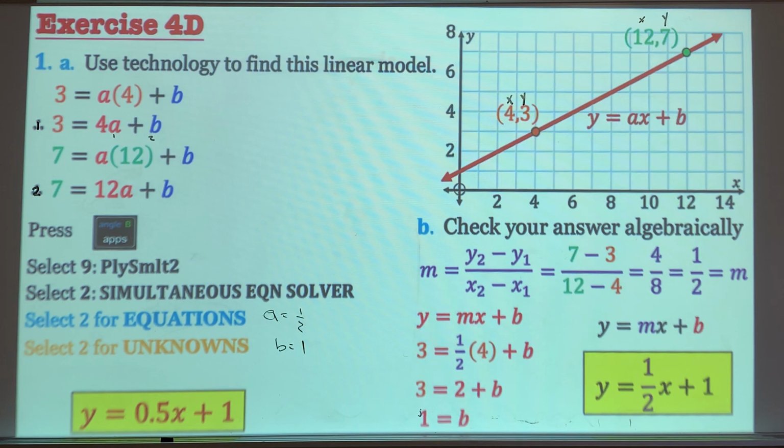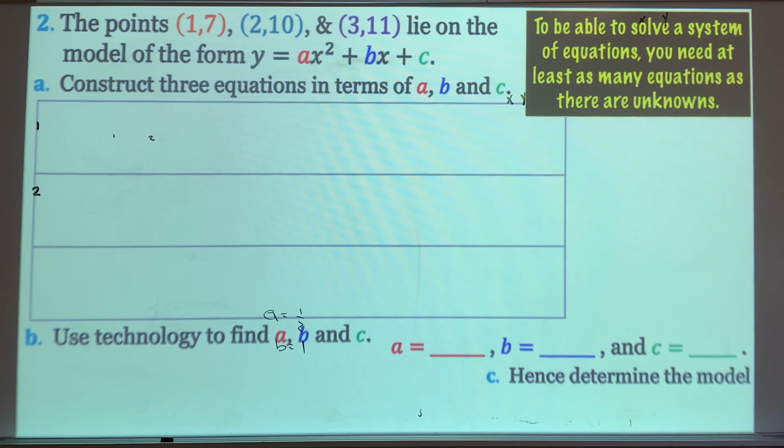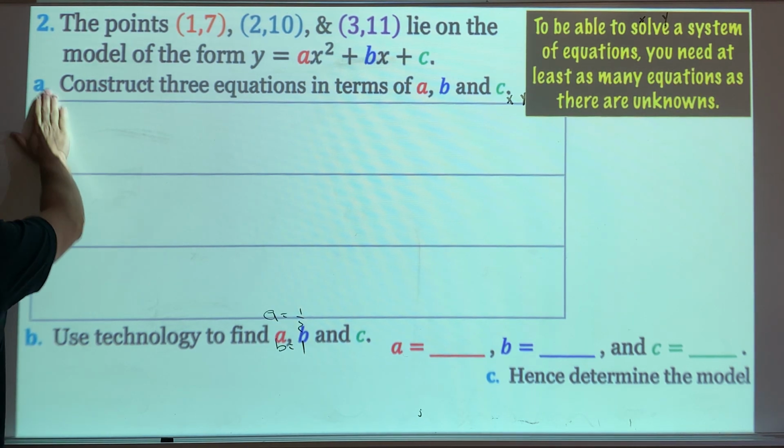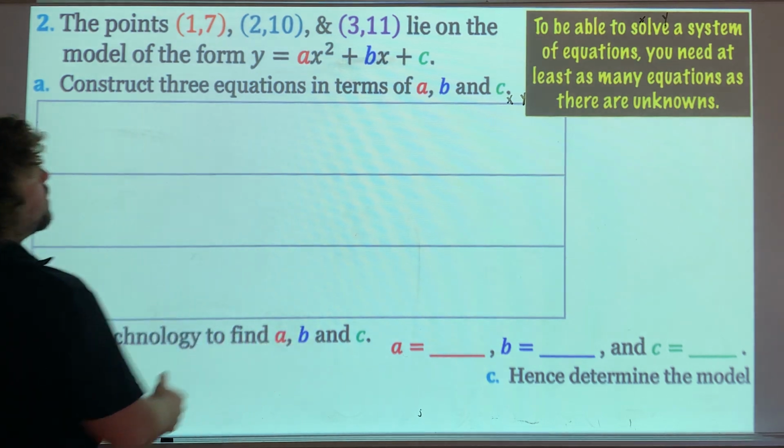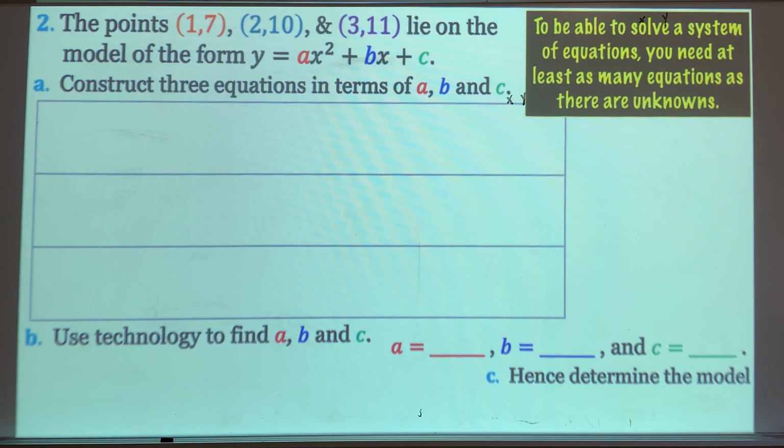Got it? Any questions with this lovely problem right here? No? Awesome. We're going to go to the next one. The points 1, 7, 2, 10, and 3, 11 lie on the model in the form y equals ax squared plus bx plus c. Construct the equation in terms of a, b, and c.